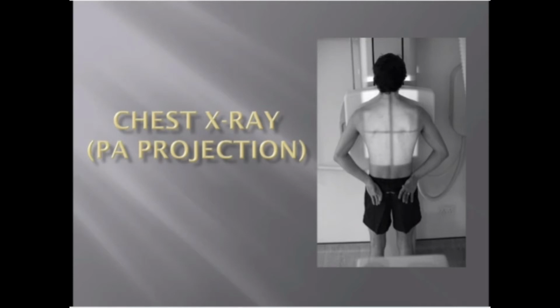So our topic is PA projection, posterior-anterior. A perpendicular central ray is shown entering the posterior body surface and exiting the anterior body surface. The anterior aspect of the chest is closest to the image receptor, or the X-ray was taken from back to front.